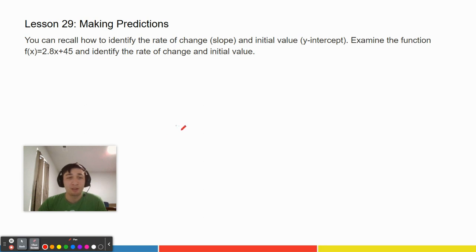So, to do that, what we need to remember is f of x, another way that we can think of it is y. So, we could think of this as y equals 2.8x plus 45. Now, this is our equation, which is the same thing as what it was over here. Just sometimes it's easier to see these things when it's written as y.